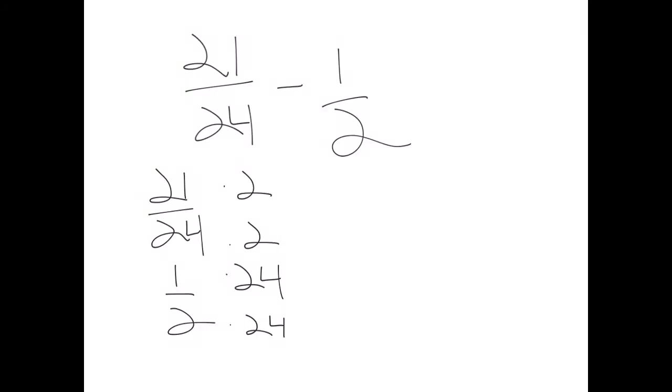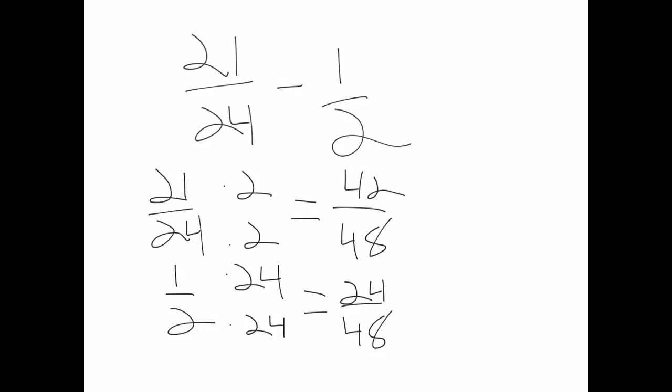And then you're gonna get, for each of these, 24 times 2 is 48, and then 2 times 24 is also 48. So 24 times 1 is 24. 21 times 2 is 42. So you got that.